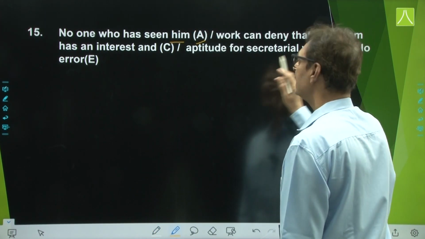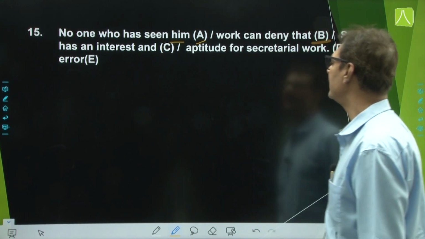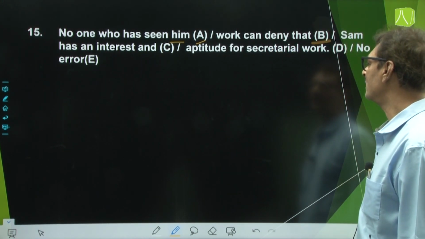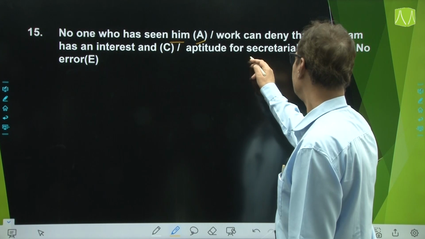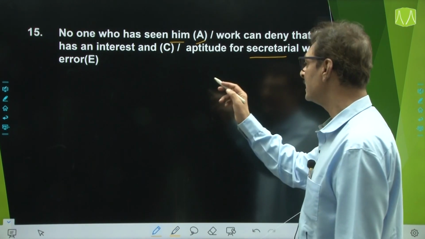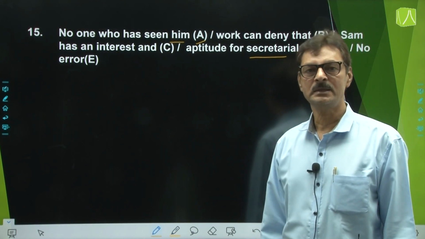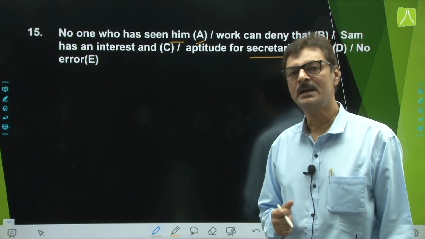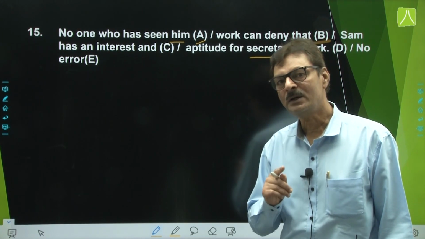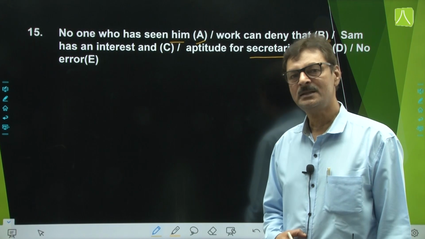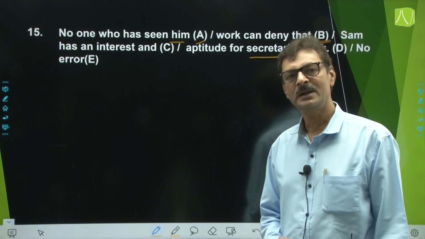Sam has interest and aptitude for secretarial work, this is fine too. Nothing. Something is there in part C. Yes, I have given you a clue. The error is in part C. Now what is the error in part C? If you identify it, it will be appreciable.